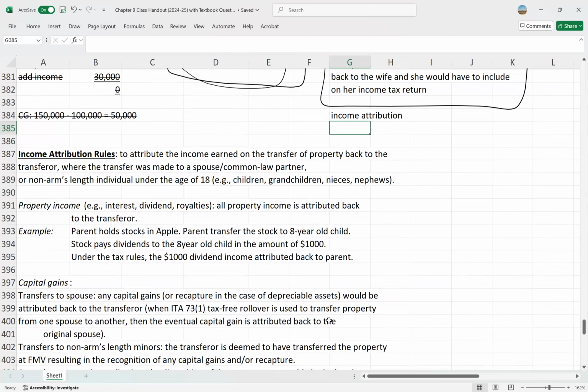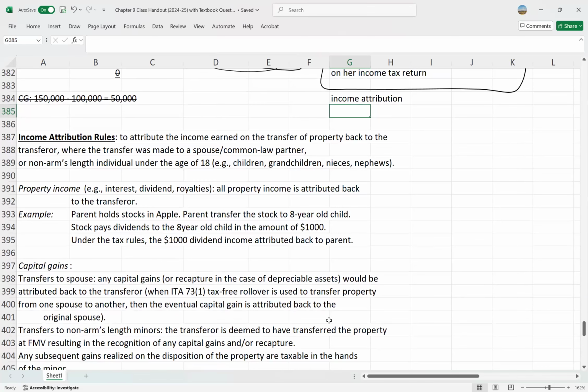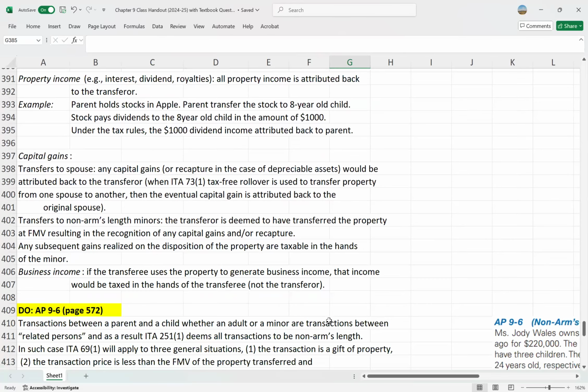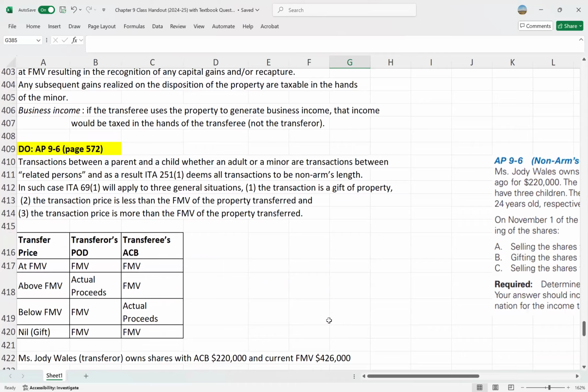But in the interest of time, what I want to do is do one question on this final handout that relates to these non-arm's length transfers. And then once we finish this question, we'll go to the final Chapter 9 handout. So this is what we did earlier on. These are the rules that we have here. Let's look at this question together.